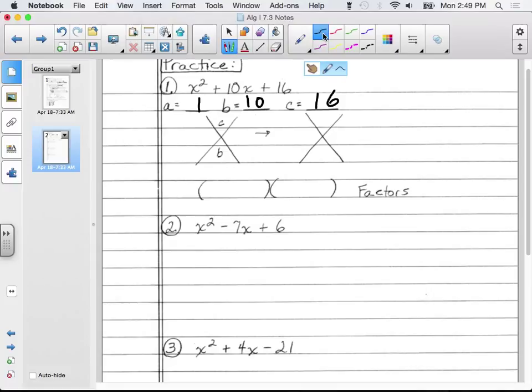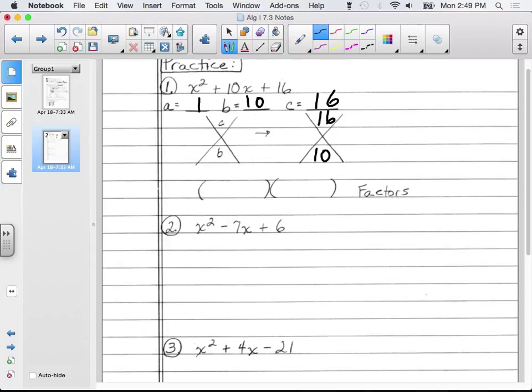Alright, so after we found our A, B, and C, they have the model of the diamond method. What goes upstairs? 16. What goes downstairs? 10. 8 and 2.